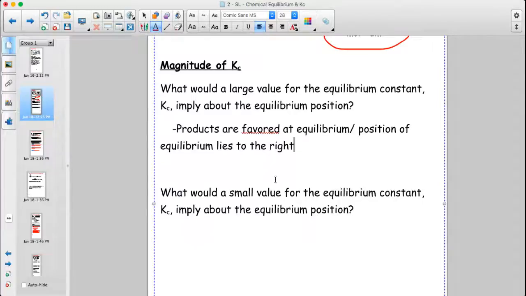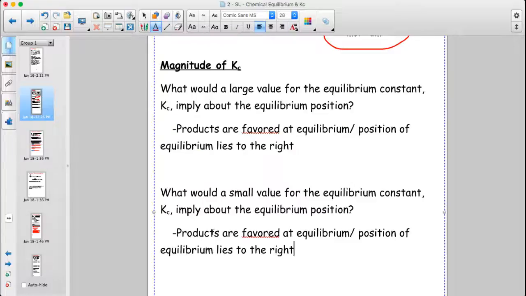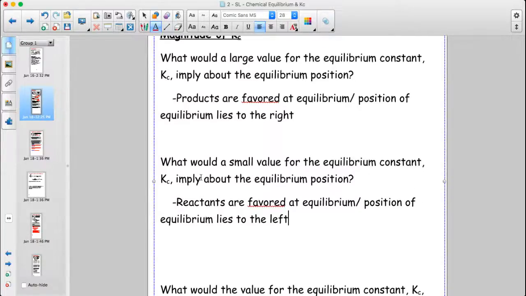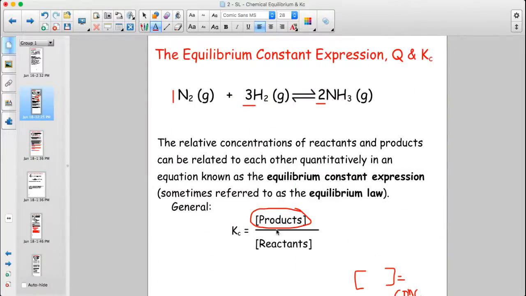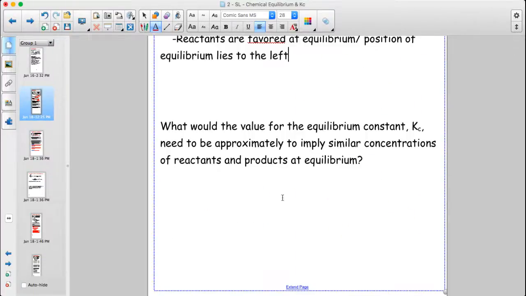Well, a small Kc essentially means the opposite, which is that reactants are favored at equilibrium. The position of equilibrium lies to the left. So in some equilibrium reactions, very few products end up getting formed, and most of it stays as reactants. In that case, you'd end up with a very small Kc value because the bottom of the fraction would be larger concentrations than the top. So you can have very small Kc values as well.